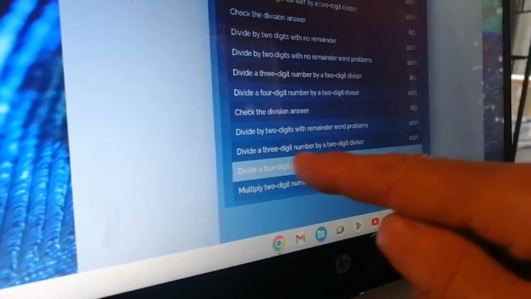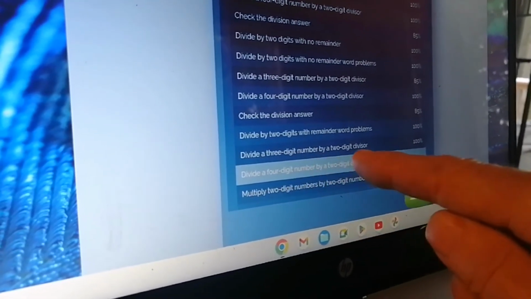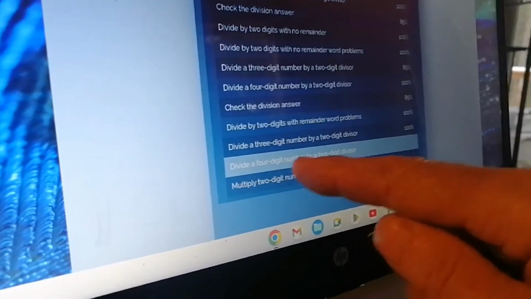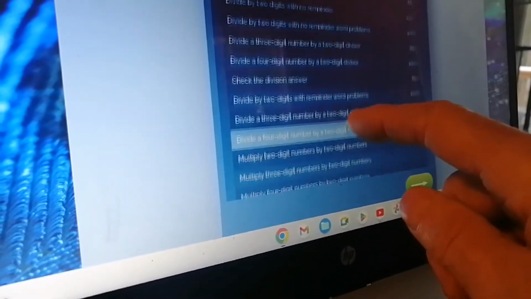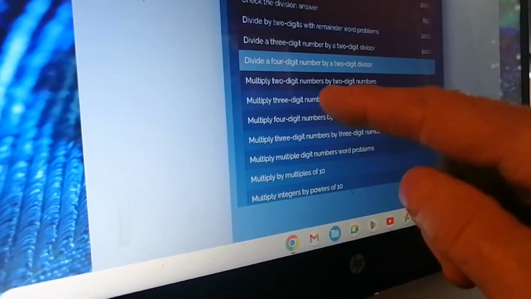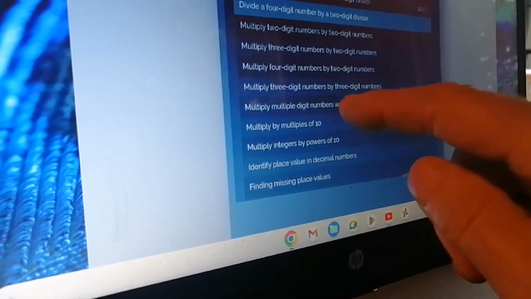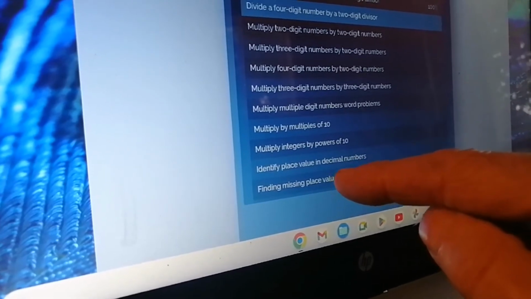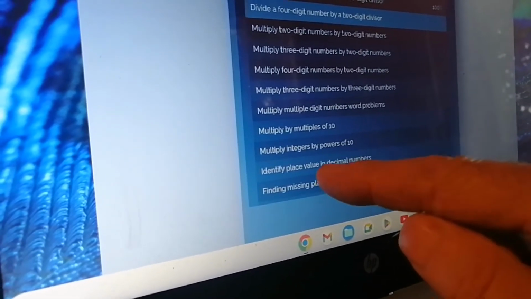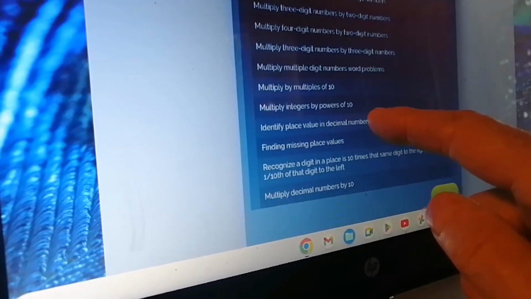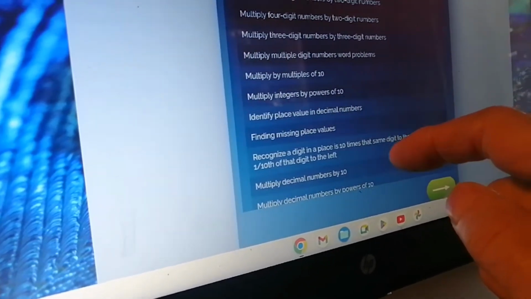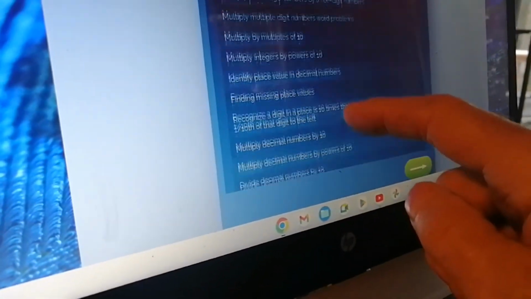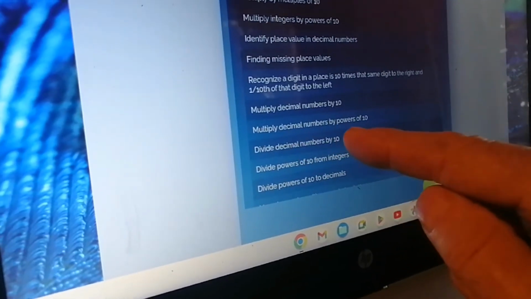This is the one we just did, divide the 3-digit by the 2-digit number. Now they want to divide a 4-digit number by a 2-digit number. As you can see down here, we're going to do some multiplication, then multiples of 10 and powers of 10, and then they're going to get into some decimal stuff. We've never really done the power of 10. We've done some decimal stuff. Here we go. Decimals by powers of 10.